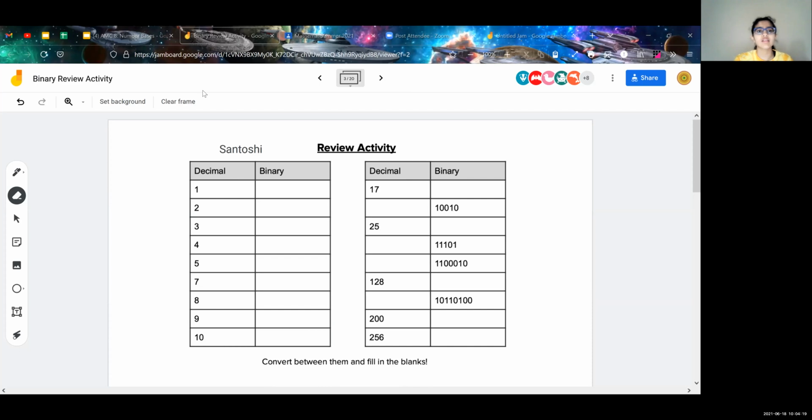Make sure you're actually doing the problems. Why don't you open up another page on the Jamboard so I can show my work? You don't need to show your work. You can just use a piece of paper. Okay.